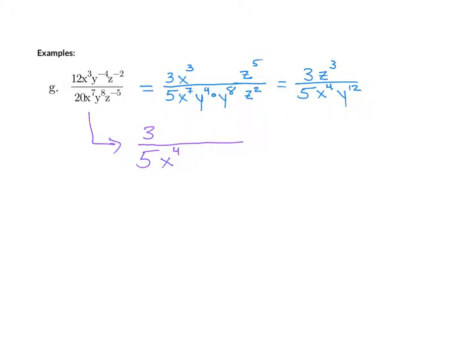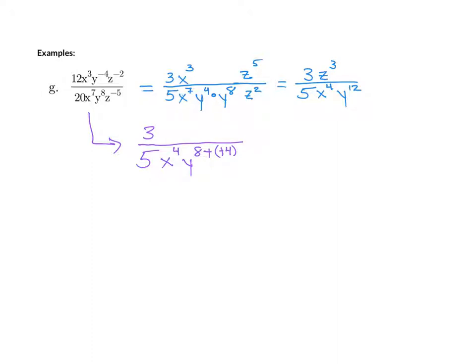For my y's, which one is smaller, negative 4 or 8? Well, hopefully you recognize negative 4 is smaller. Remember that I said when you move to the other side of the division bar, you change the sign of the exponent. So what we're going to do is y to the 8 minus negative 4, which is the same thing as plus a positive 4, which gives us y to the 12th.